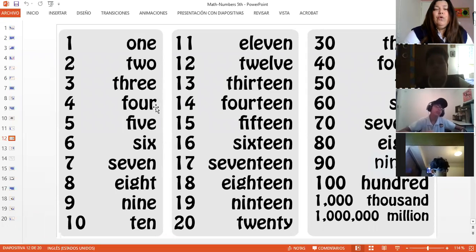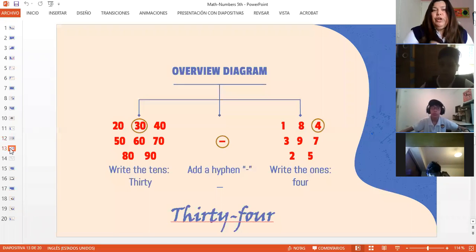2, 3, 4, 5, 6, 7, 8, 9, 10, 11, 12, 13, 14, 15, 16, 17, 18, 19, 20. Then we have the tens, okay? 30, 40, 50, 60, 70, 80, 90, 100, 1,000, and 1,000,000, okay? Of course, with all this, we can mix and make other numbers, right? Because those are not the only ones that we have. We have compound numbers.